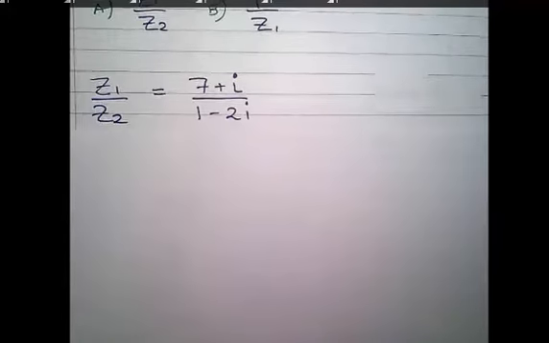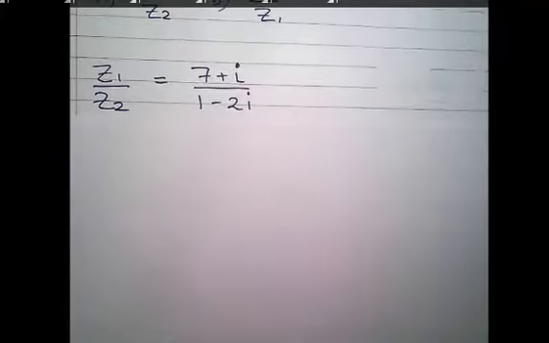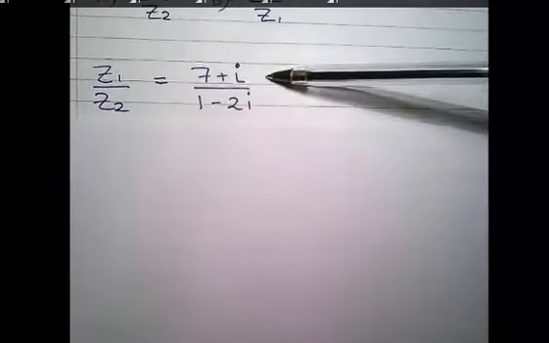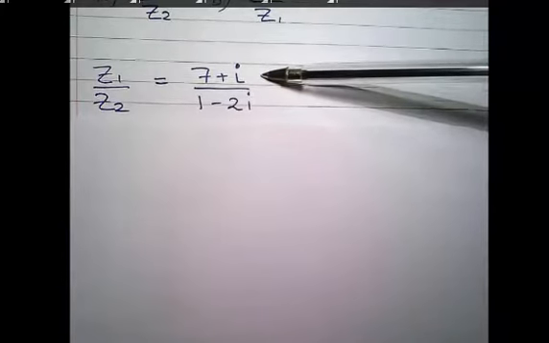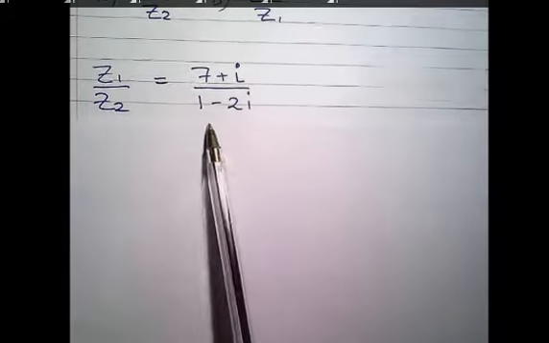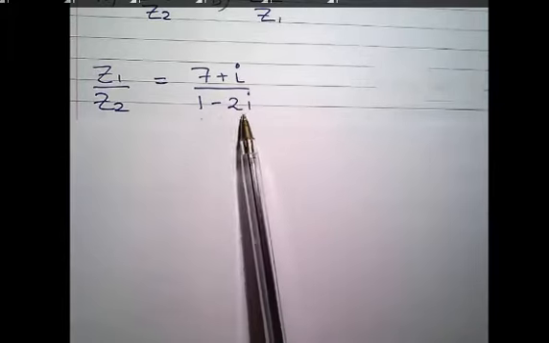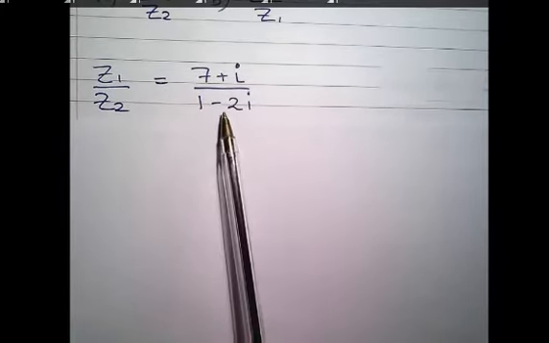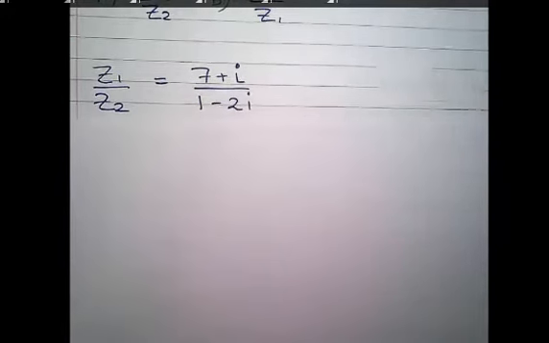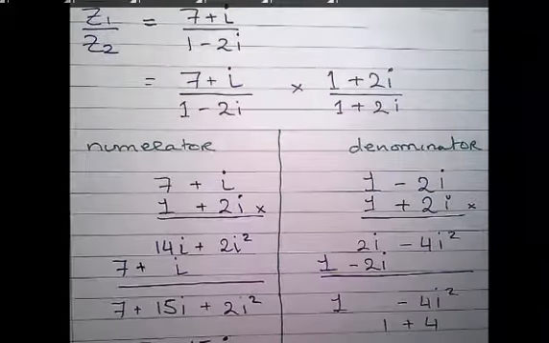This is part A. Z1 over Z2 is 7 plus i over 1 minus 2i. Now let's just be sure about some terminology. The bit above the fraction is called the numerator, the bit below the fraction is called the denominator. And what we're looking for is the complex conjugate of the denominator. We have it in standard form, real plus or minus imaginary, so to get the complex conjugate, we change the sign there. And what we do with that complex conjugate is multiply above and below.